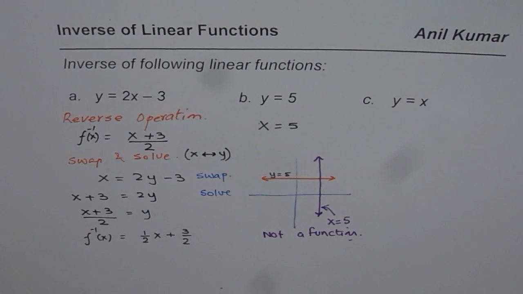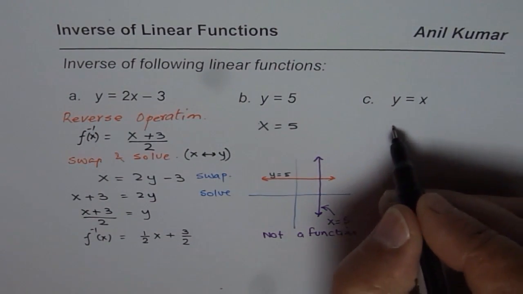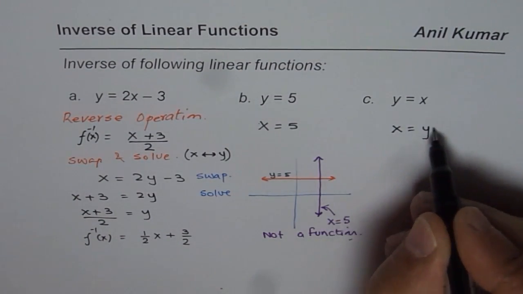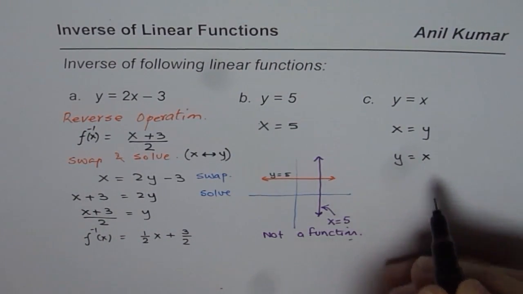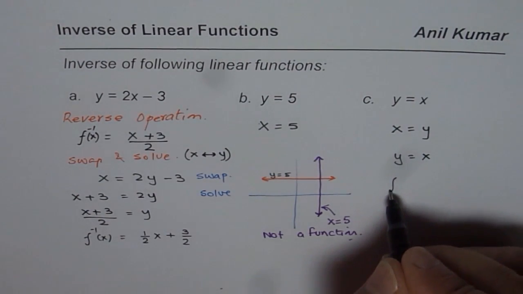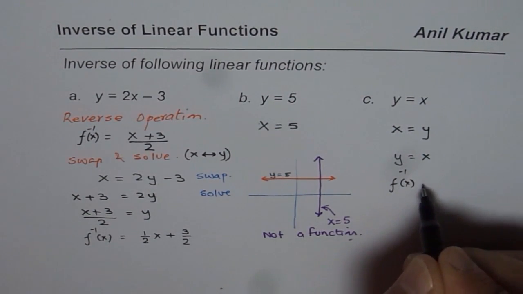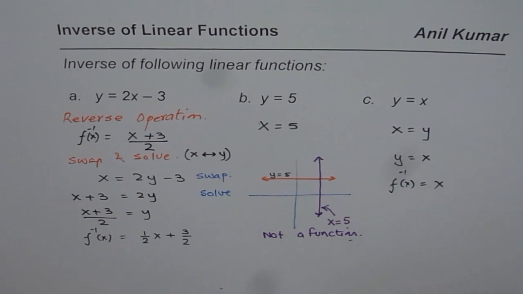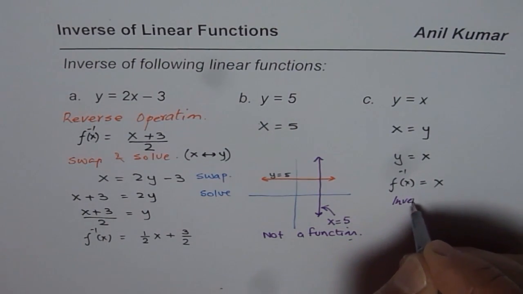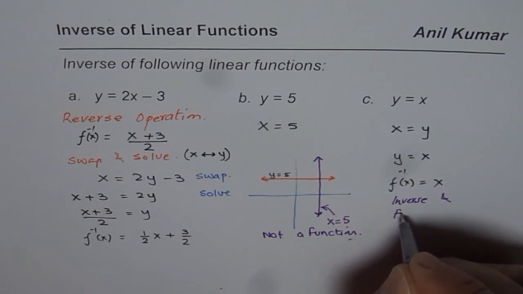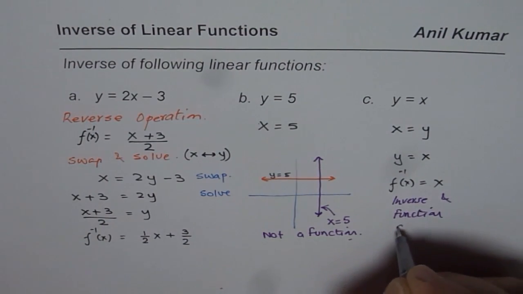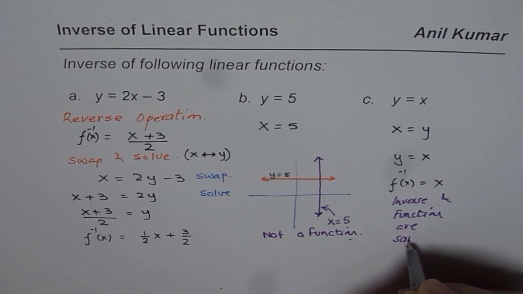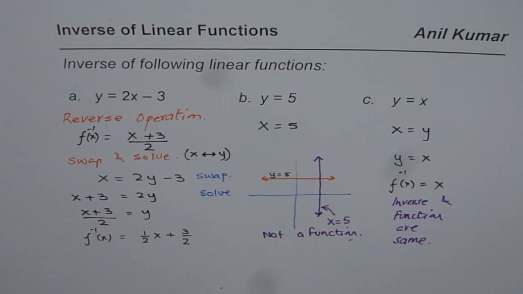Now let's do the last one, which is a very special case, y equals x, and if I swap I get x equals y. Solving for y, we again get y equals x. So here what we see is that the inverse of the function is the function itself, right? So in this particular case, what we notice is the inverse is the function itself. So inverse and function are exactly the same, right? That is how this is a very special case.